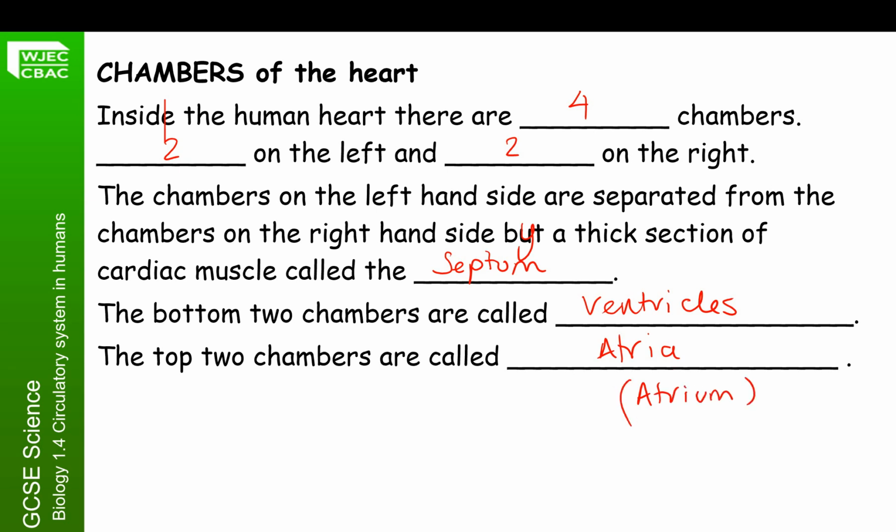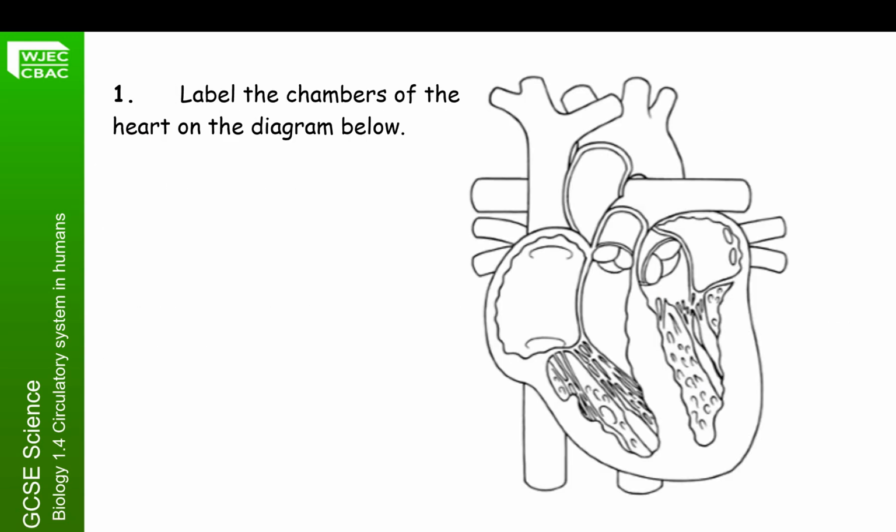Okay. Now you have a diagram underneath of a cross section through a heart, and all it wants is you to label the 4 chambers. So pause the video and see if you can add left atrium, left ventricle, right atrium, right ventricle.